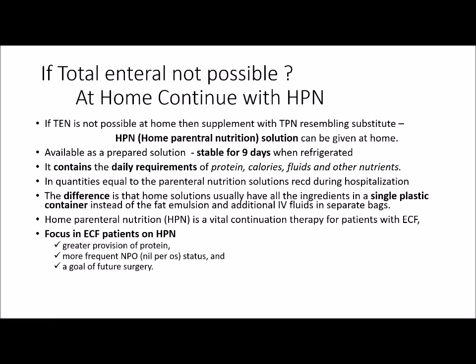So you just get one or two bottles, a simple bottle, like 5% dextrose saline, and just run it, right? Basically, when you're pushing a patient on HPN, a patient with ECF, you're basically concerned with what? You have to give a greater provision of protein. You try to push more protein into the body, with more frequent nil by oral status, and a goal for future surgery. Now, nil status would basically depend upon the amount of effluent.